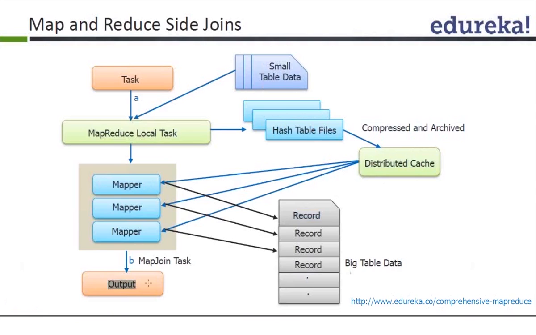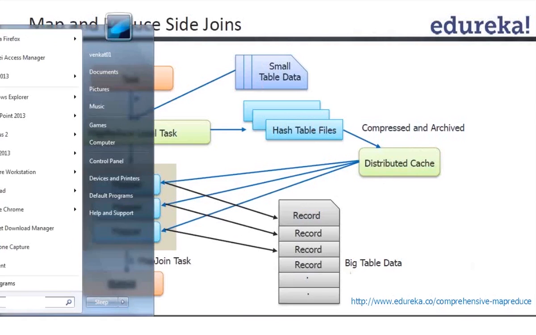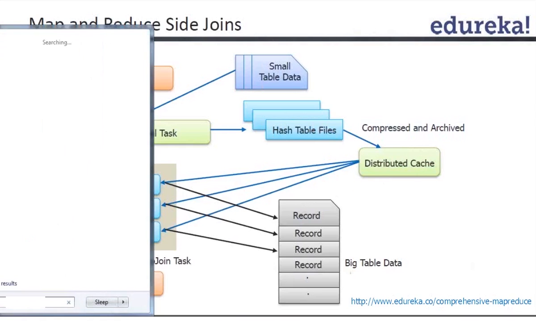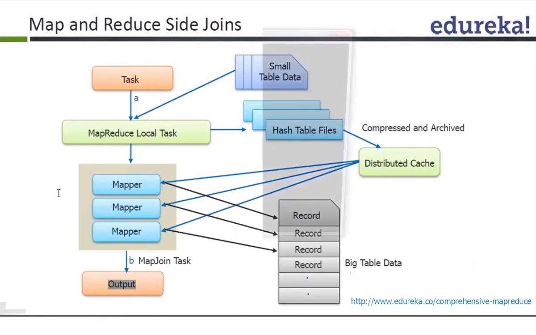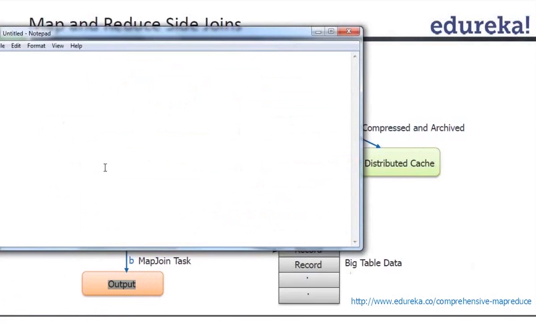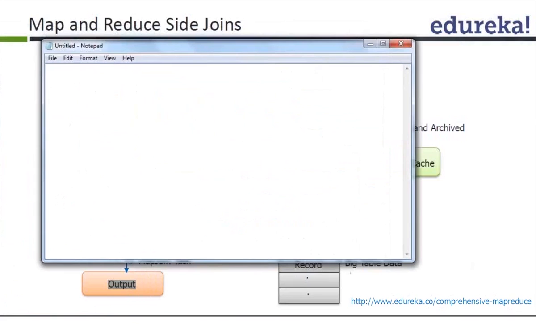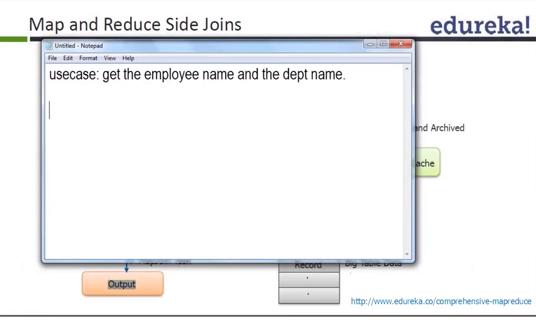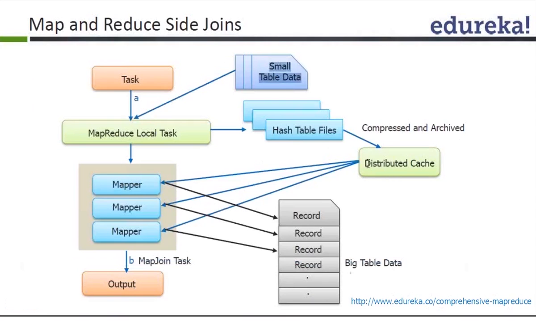Think of this example. Let me open up Notepad and explain that to you. Let's say you wanted to get the employee name and the department name from the DPT table. That is my use case. What are the tables that we have here? We have an EMP table in Oracle, and we have a DPT table in Oracle. Which of these tables is small in the real world, guys? Would it be the EMP table which is small? The small table data is what you would put into a distributed cache.